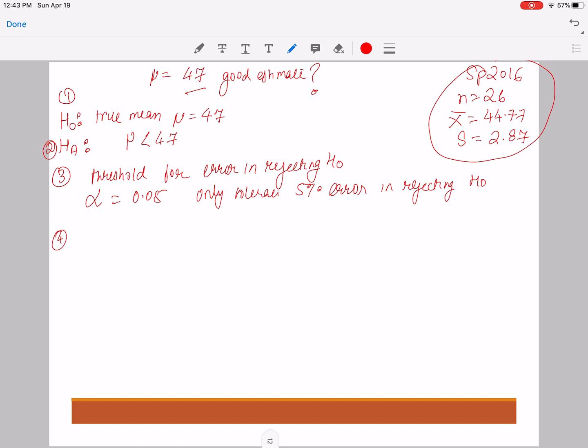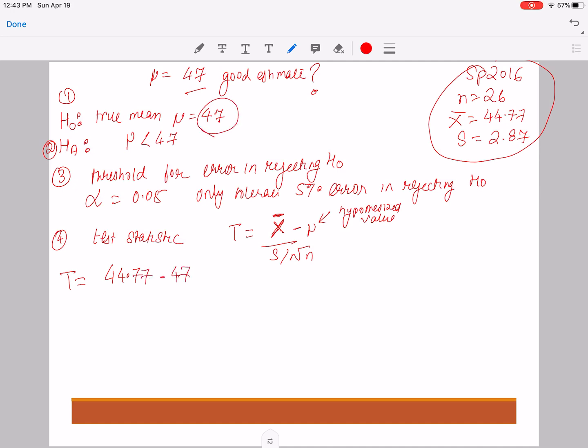Step 4 is to construct the test statistic. In this case, the test statistic is obtained as X bar, which is the sample mean, minus mu, your hypothesized value, over S divided by square root of n. So the test statistic here will be X bar, which is 44.77, minus my hypothesized value, 47, over S, which is 2.87, divided by square root of 26.